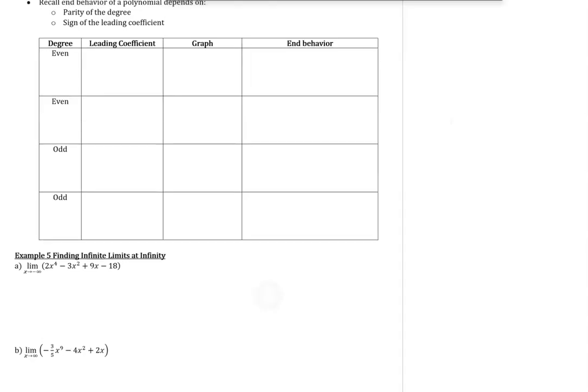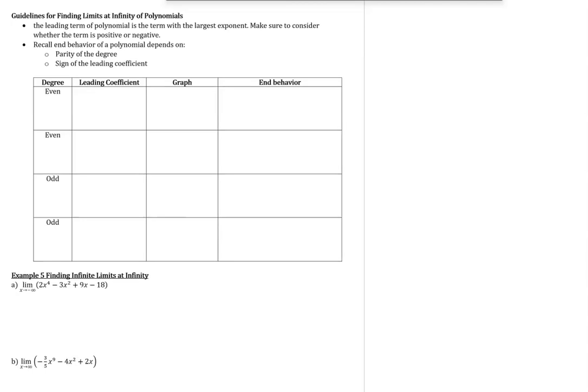And when we're evaluating these limits, what's most important to us is the leading term of the polynomial. We have to pay attention to the parity of the degree. So the highest exponent from that leading term, is it even or odd? That's what parity means. And we also have to pay attention to the sign of the leading coefficient. Is it positive or is it negative?